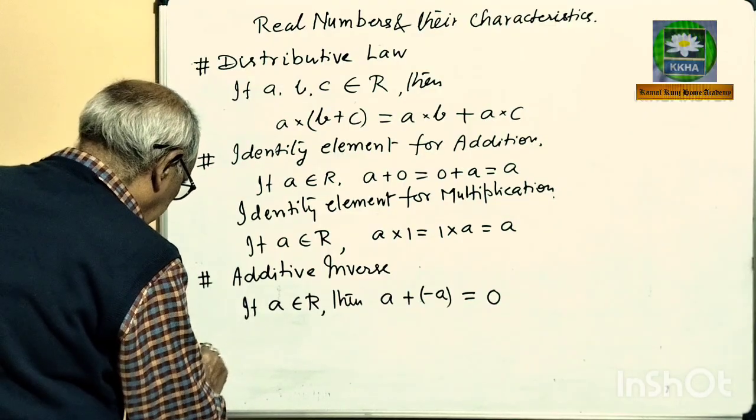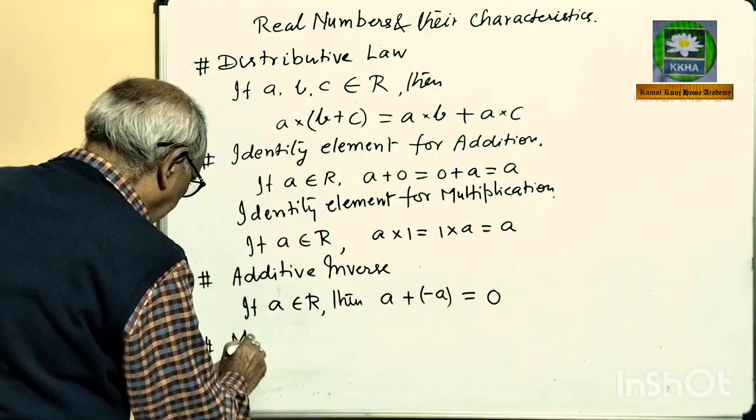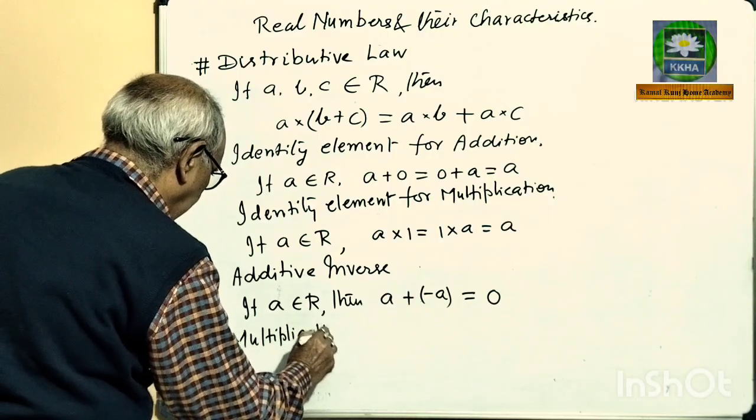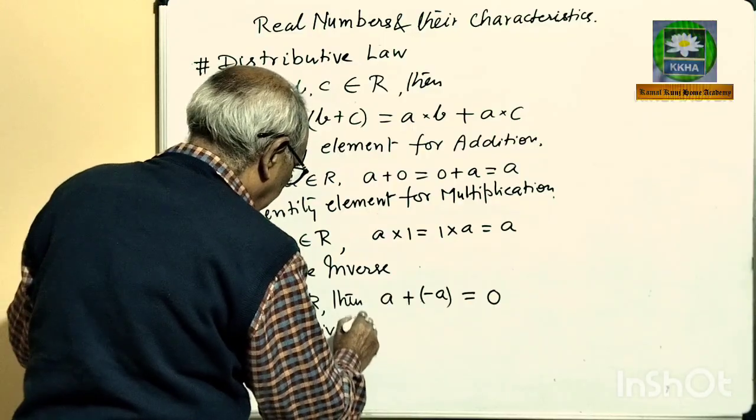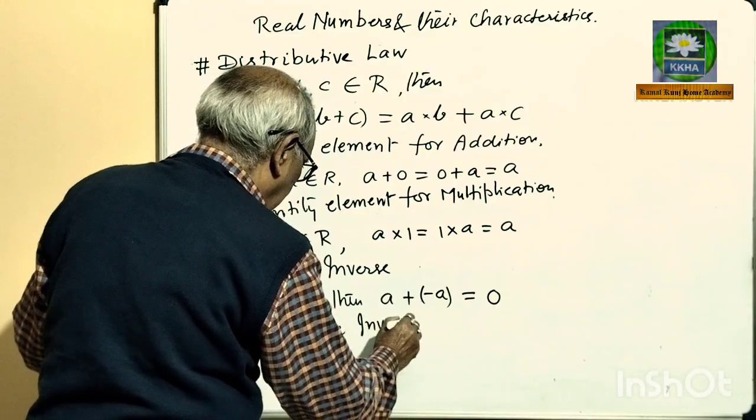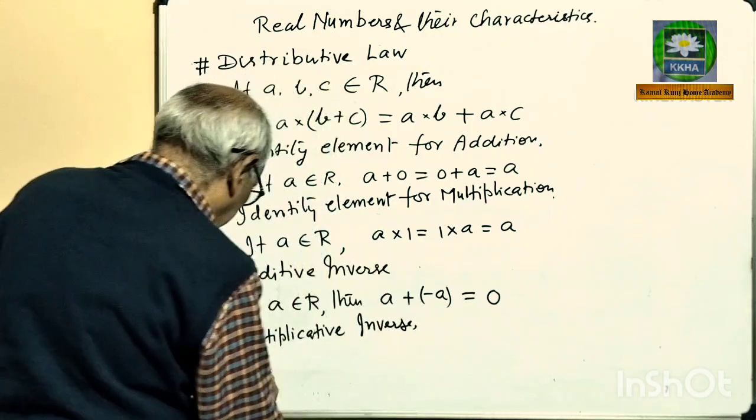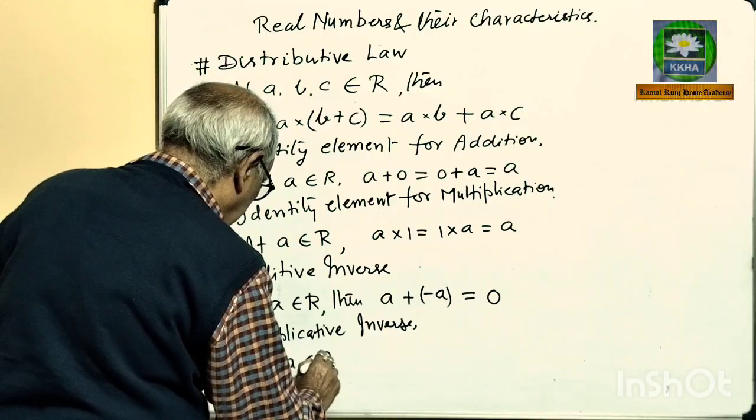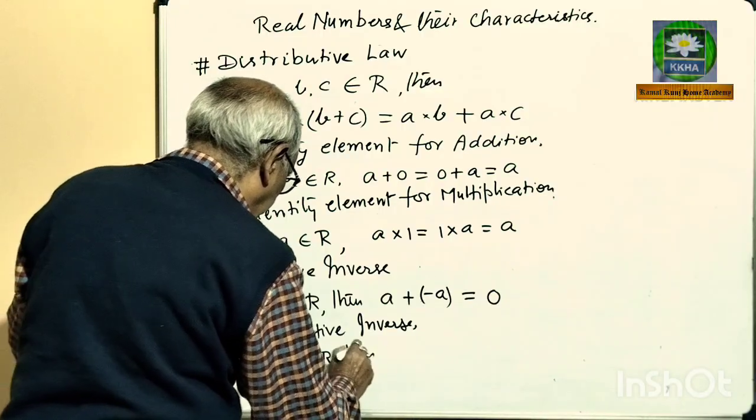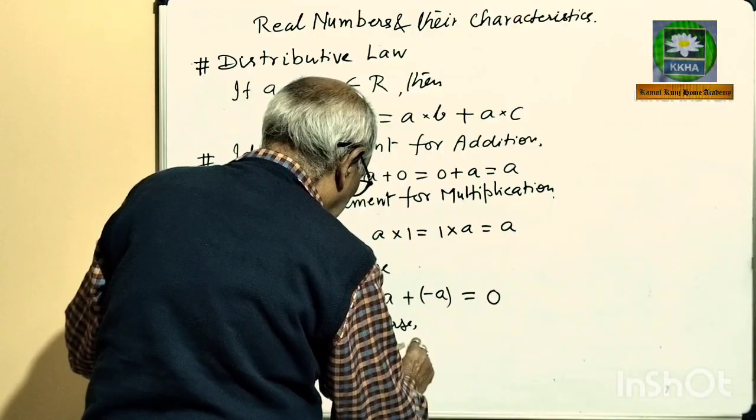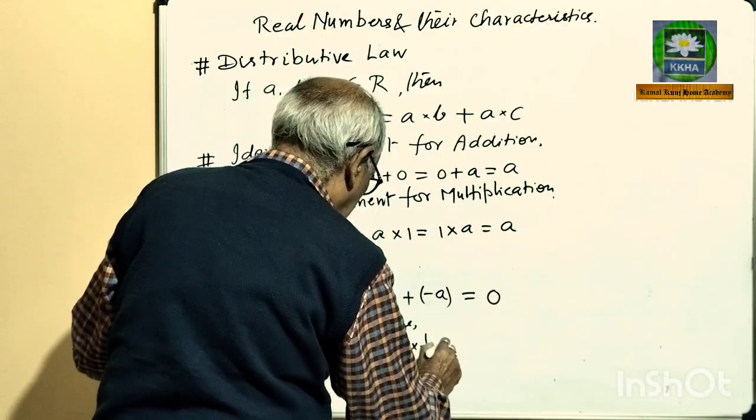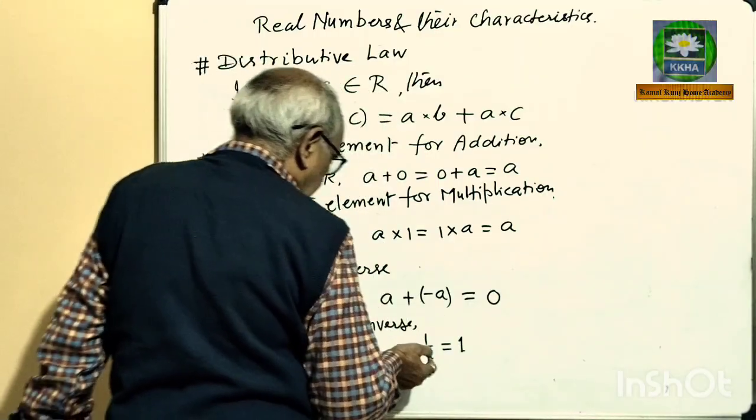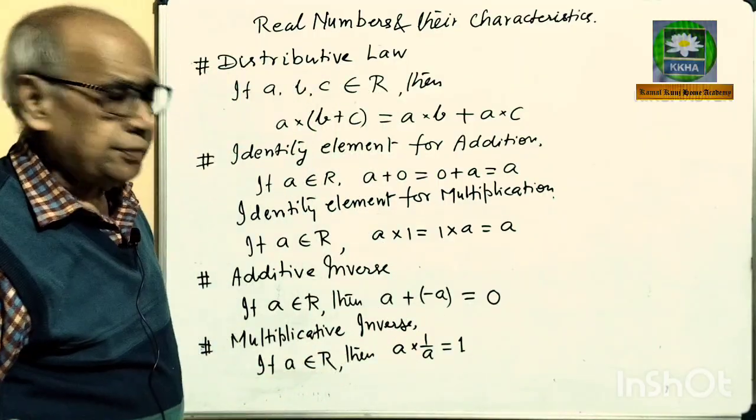And multiplicative inverse. If A is any real number belonging to R, then A multiplied by 1 upon A is equal to 1. So A and 1 upon A both are called multiplicative inverse of each other.